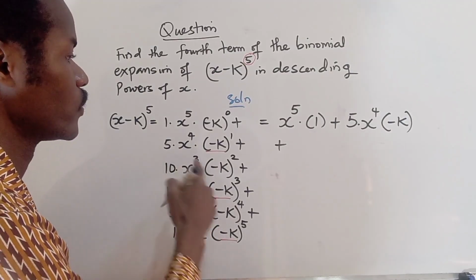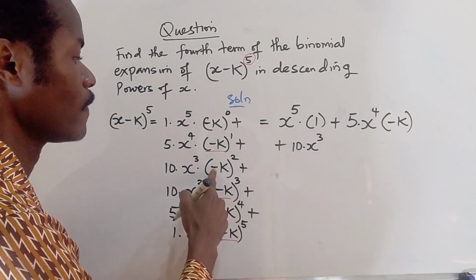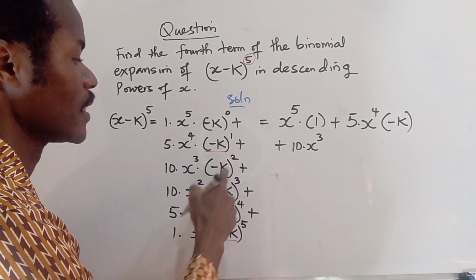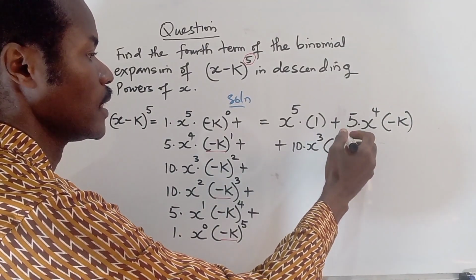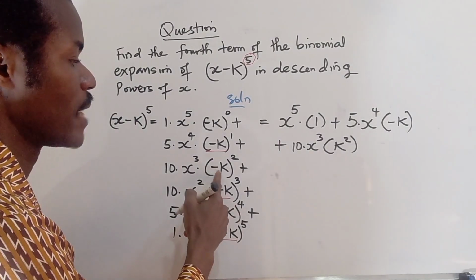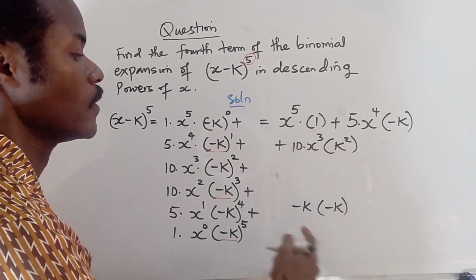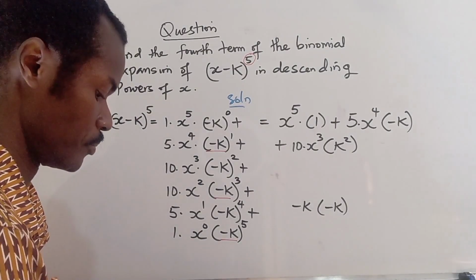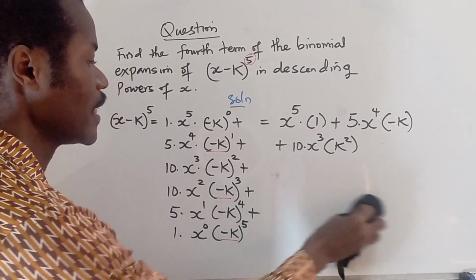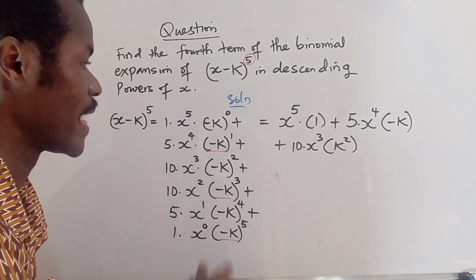So 10 times x raised to the power of 3 is 10x raised to the power of 3. Now for this, minus k squared is going to be what? Plus k squared, because minus k times minus k: minus times minus is plus, k times k is k squared. All right, the next one, we have an odd number as a power, so here will be minus.